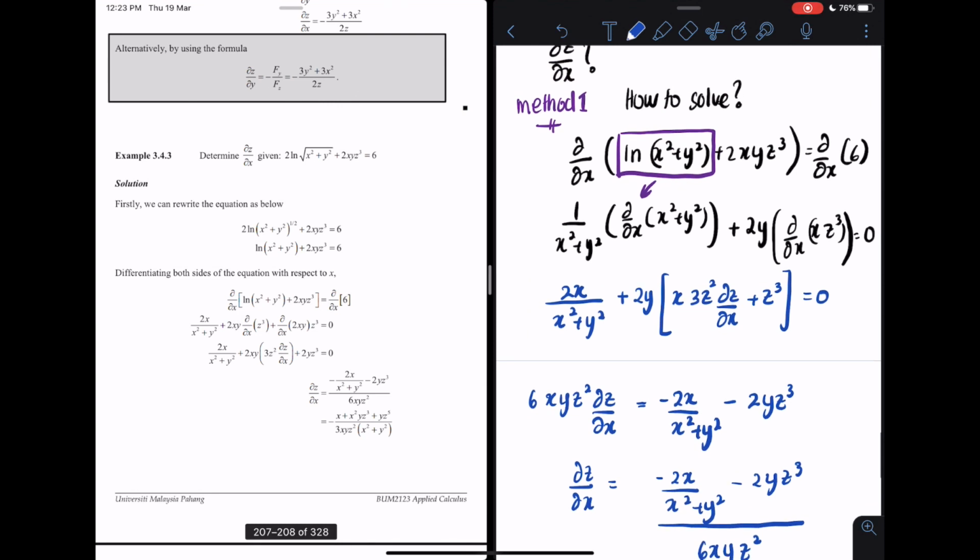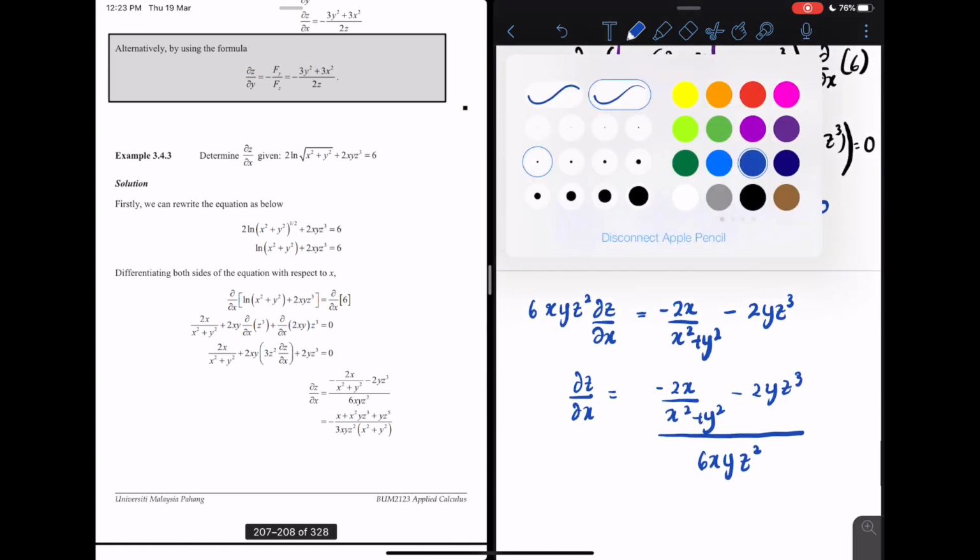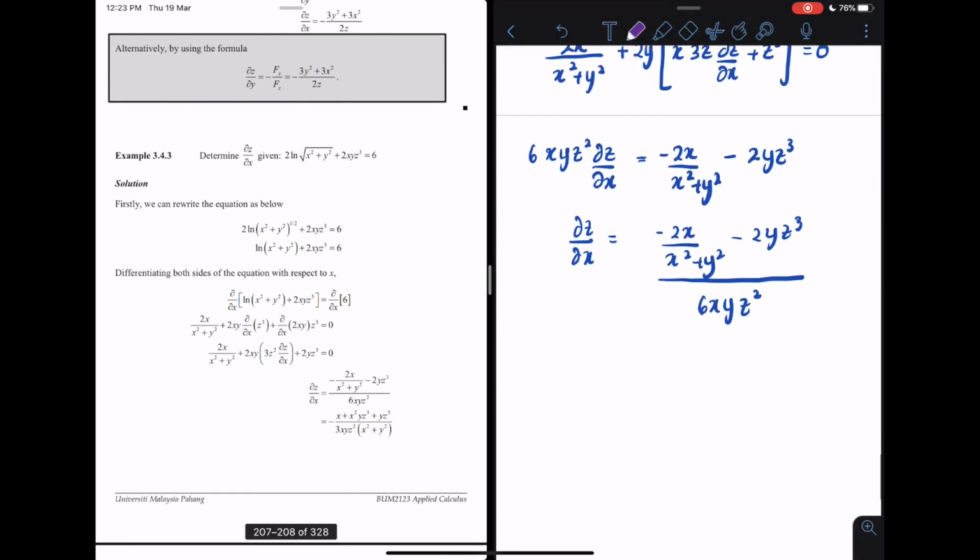Okay, I still think to solve the problem using method 1 is quite messy if you don't get the facts right. So let's take a look how simple it is when we use method 2. If you use method 2, del z del x, the formula will be negative fx over fz, as simple as that. So what should I do with this question? I have to rewrite the equation given to me and equate it equal to 0 in order to apply this formula.